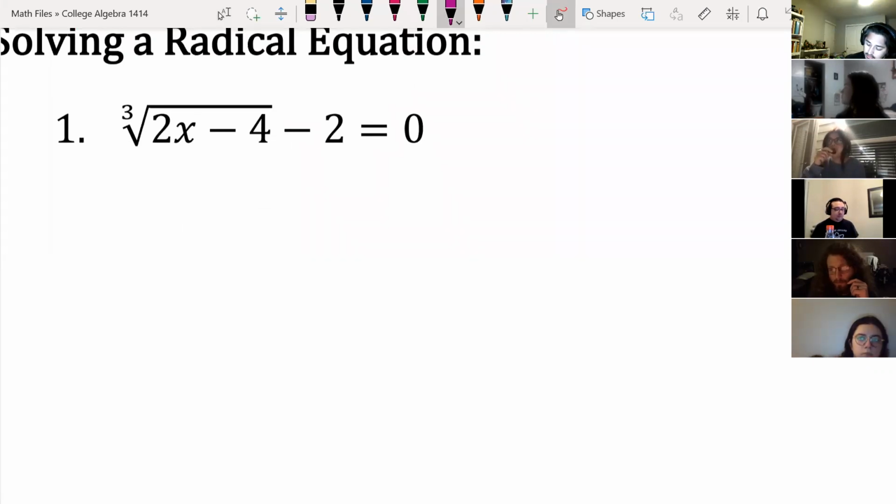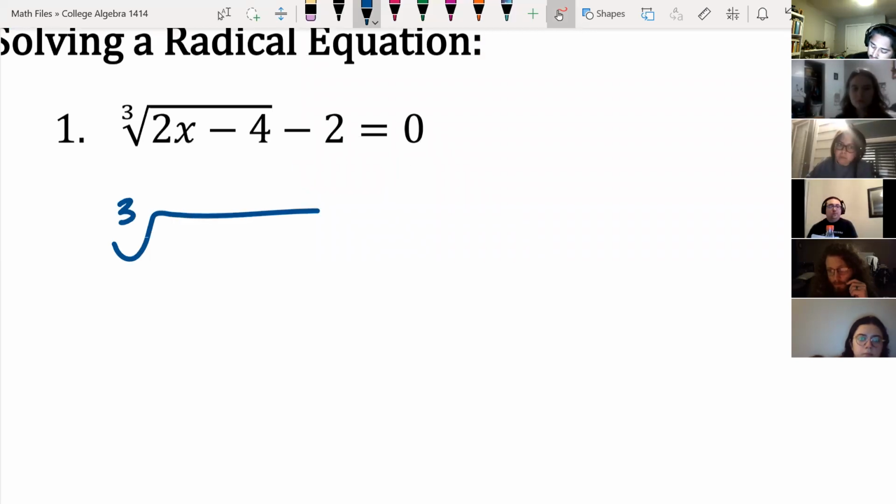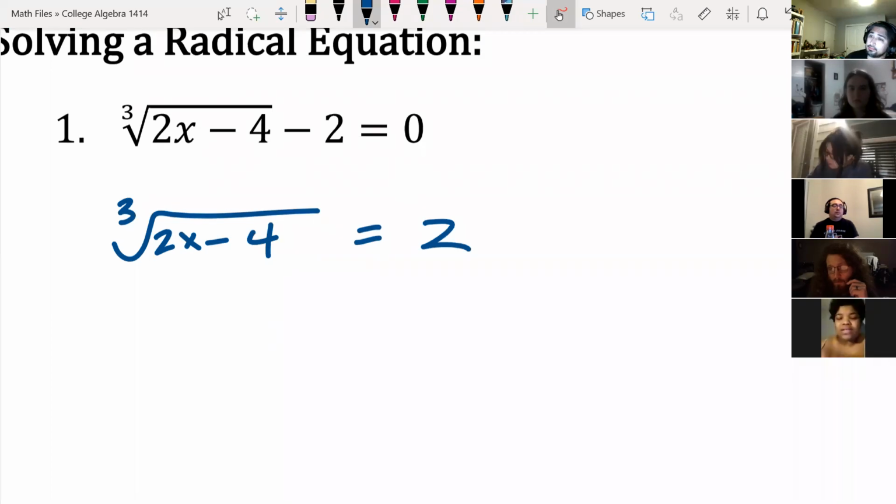So the first thing we're going to do is isolate the radical, and we're going to add that 2 to the right side. So that'll isolate this for us. So we get the cube root of 2x minus 4 equal to 2. And then we need to get rid of that radical. So to get rid of that radical, what power could I raise both sides to?